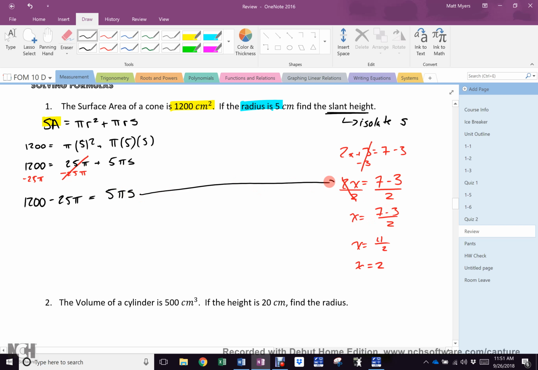So that gets me to here. Now, I divided by 2 because it was 2 times x. Well, this is 5 times pi times s. So I must divide by 5 pi on both sides. That cancels. Now s is by itself. And this side is 1,200 minus 25 pi over 5 pi. And you do that on your calculator.